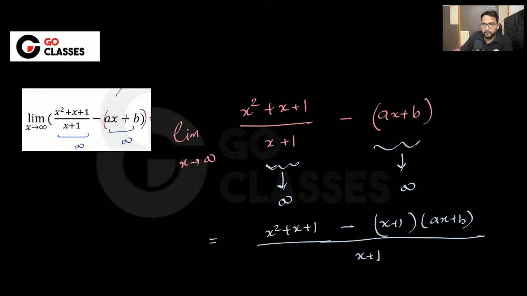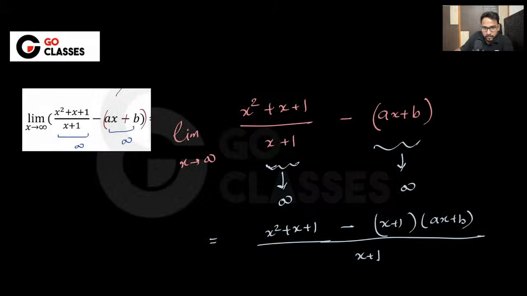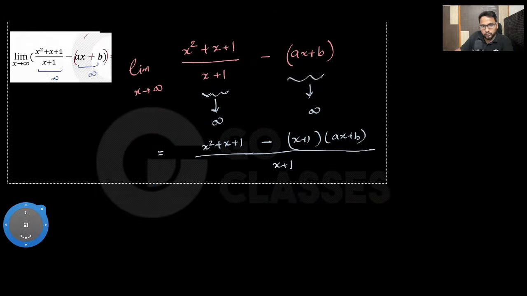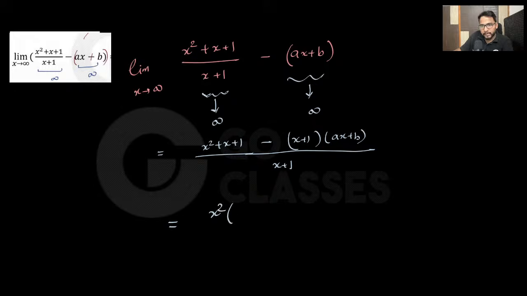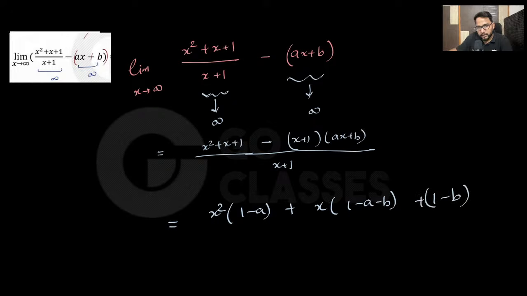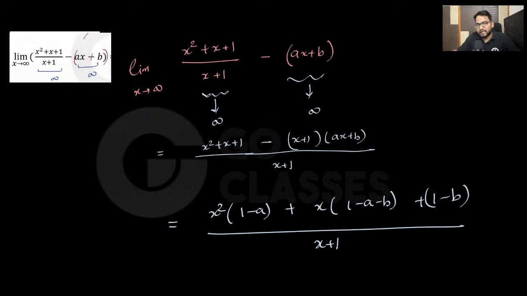So here if you just multiply, I think the term that is going to be 1 minus a. Let me just go to the next page. If you just multiply these two, then the x square coefficient is 1 minus a. The x coefficient is 1 minus a minus b, and this is 1 minus b. Okay, and then finally you're getting upon x plus 1. Cool. So this is the term that you are getting.